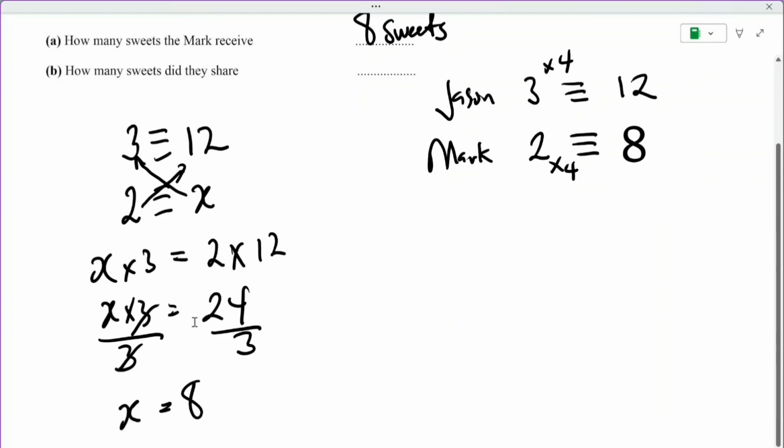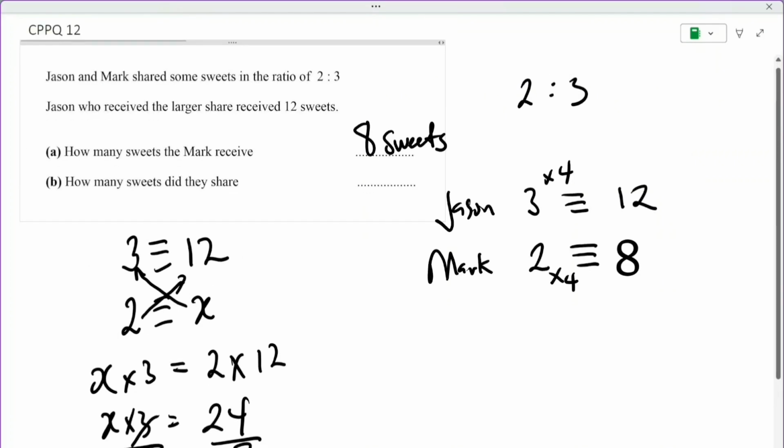But this second method is best in case you are having a situation where you don't have a whole number as your constant. It might be a fraction. So when you are getting that complication, you can just cross multiply to get your results. Question B says, how many sweets did they share?